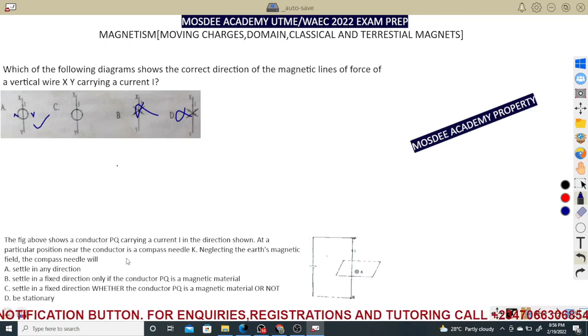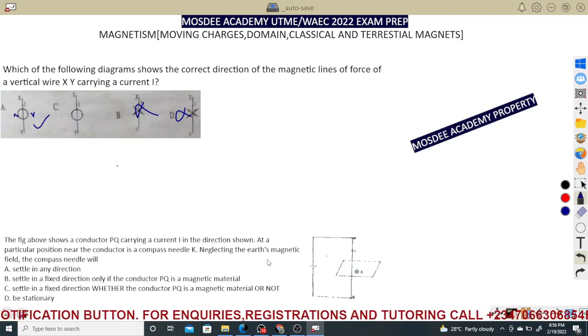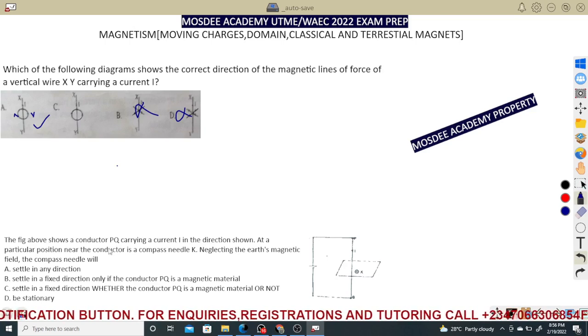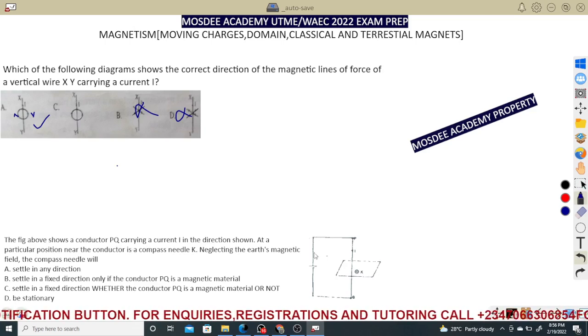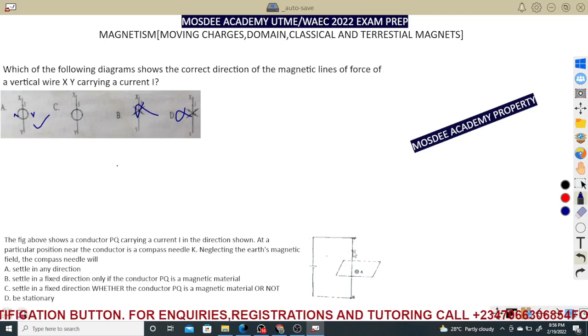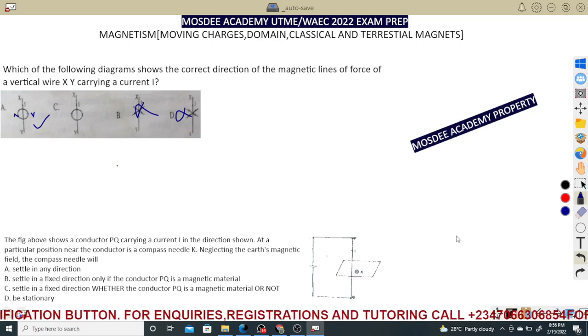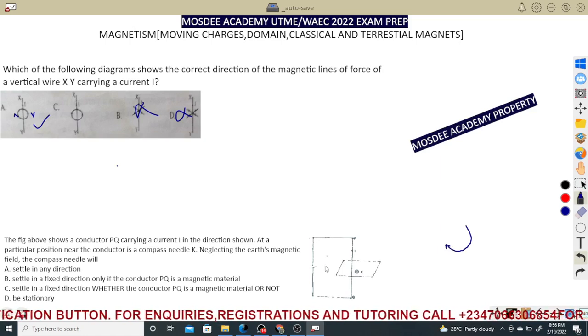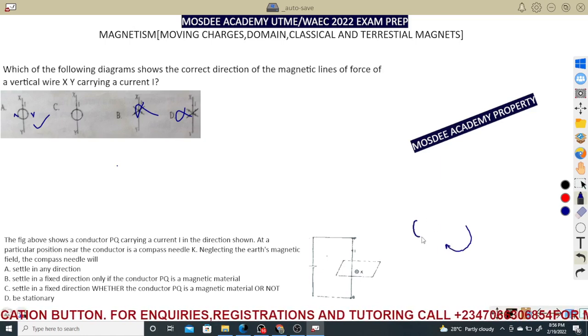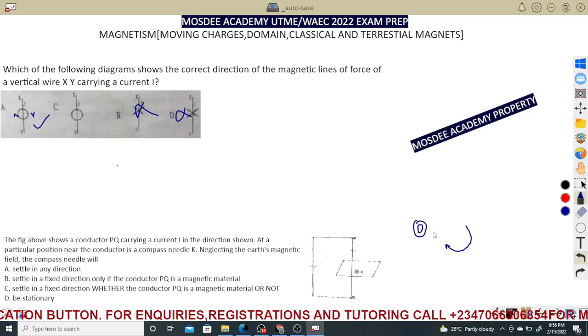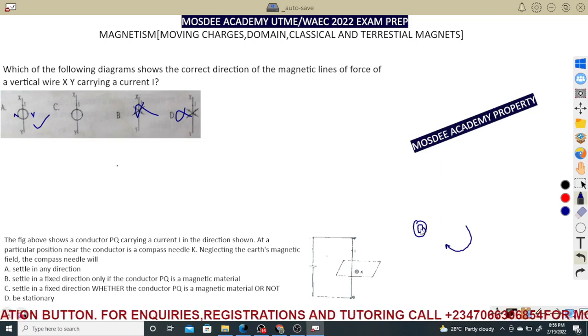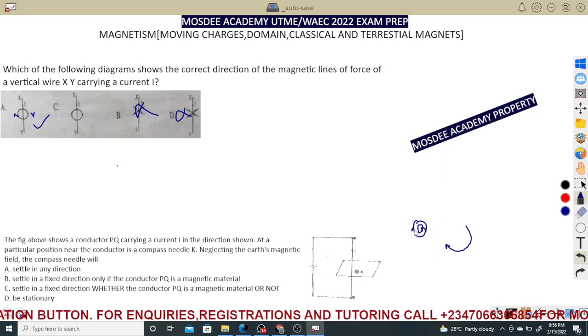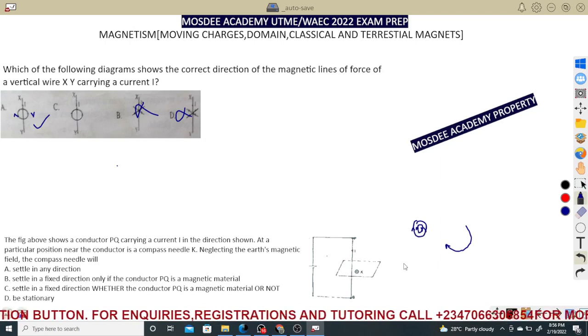So the next one. The figure above shows a conductor PQ carrying a current I in the direction shown. You can see the current is downward. Downward is clockwise. So we expect the wire carrying current to form something like concentric circles. Clockwise means down, down, then up, up, as in the arrow of clockwise.